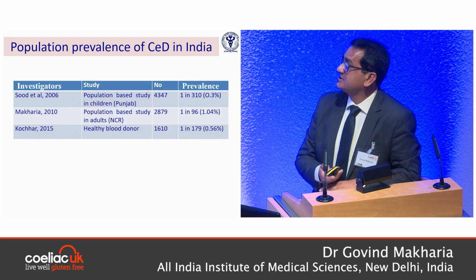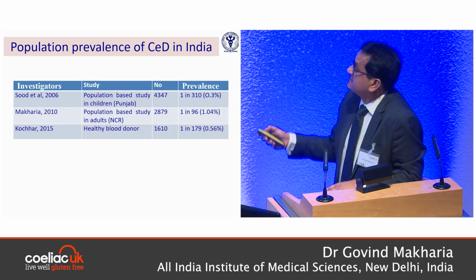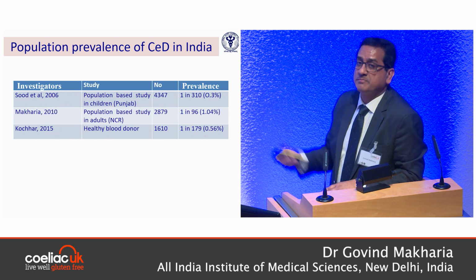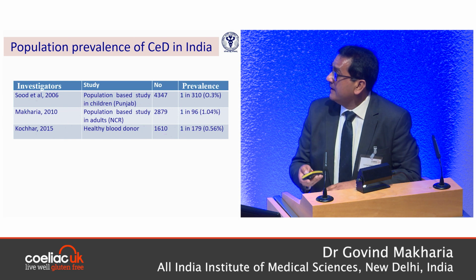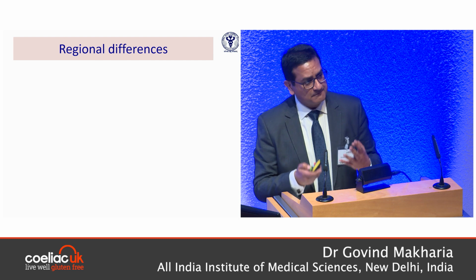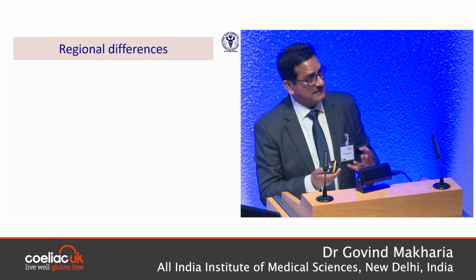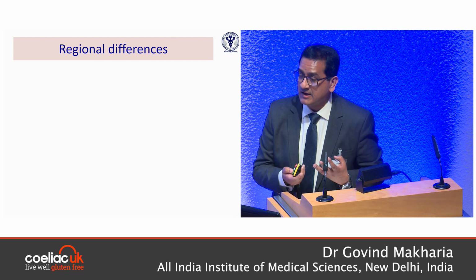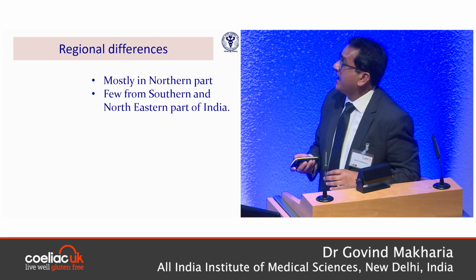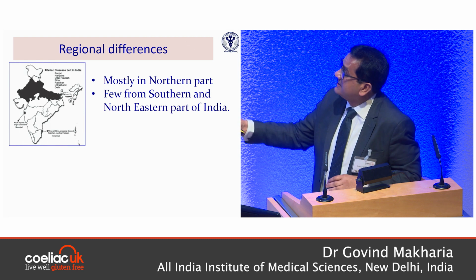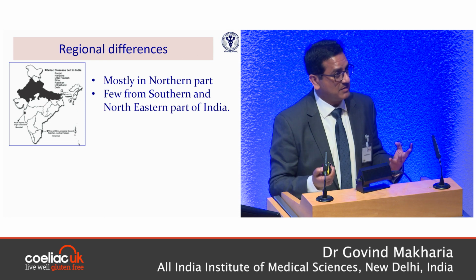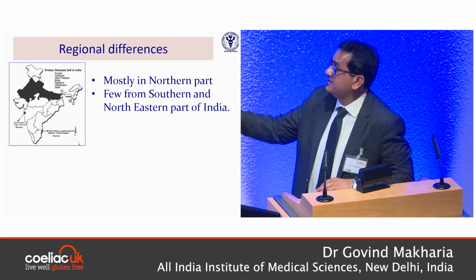Then there are 3 other studies which suggest that celiac disease is about 1%, varying from 0.3 to 1% in India. More importantly, most physicians in India believe that celiac disease is a disease of the northern part of India, and does not occur in the southern part or northeastern part of India. And somebody defined this northern part of India as the celiac belt. Celiac occurs in this part of India.